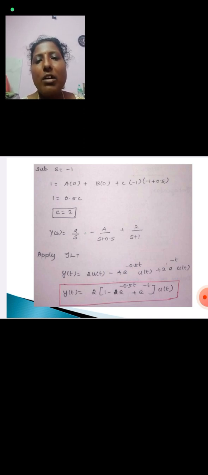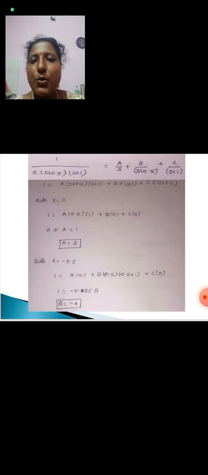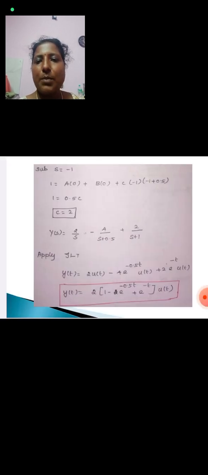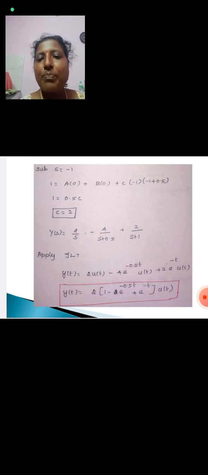Now I have collected the values of A, B and C, and I have substituted them in the first equation, that is A by s, where I have substituted A as 2, B by (s plus 0.5) where I have substituted B as minus 4, and C by (s plus 1) where I have substituted C as 2. So this is my equation. Y of s is equal to 2 by s minus 4 by (s plus 0.5) plus 2 by (s plus 1).